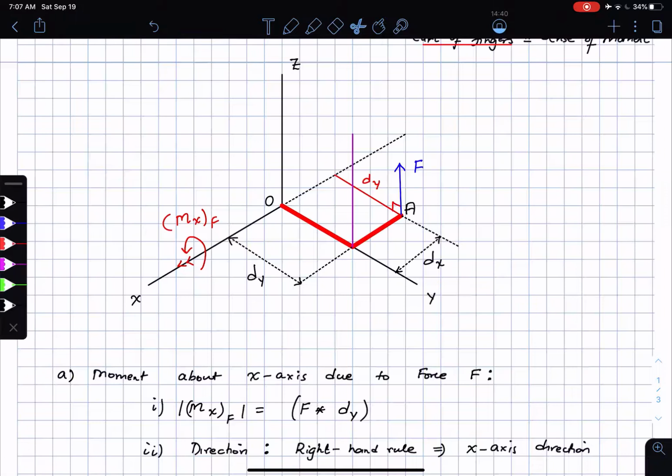Then I take the line of action of the force and I extend it a little bit. And you can immediately see that the distance between these two is going to be this distance here. So that's going to be d suffix x, as you would have guessed.